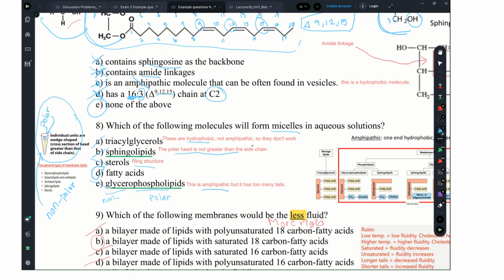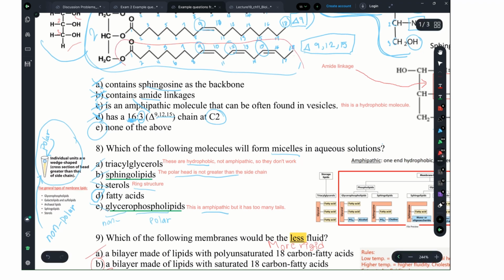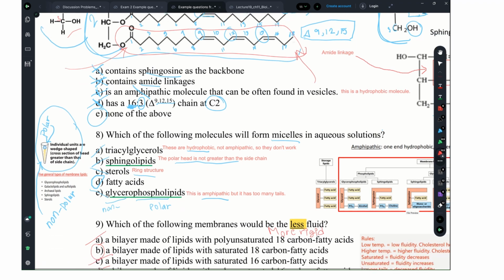The right answer is fatty acids, D. So we can see like this right here is 1 fatty acid, and so that can form a micelle. And this would be like the polar head group, and then this would be the hydrophobic nonpolar tail.